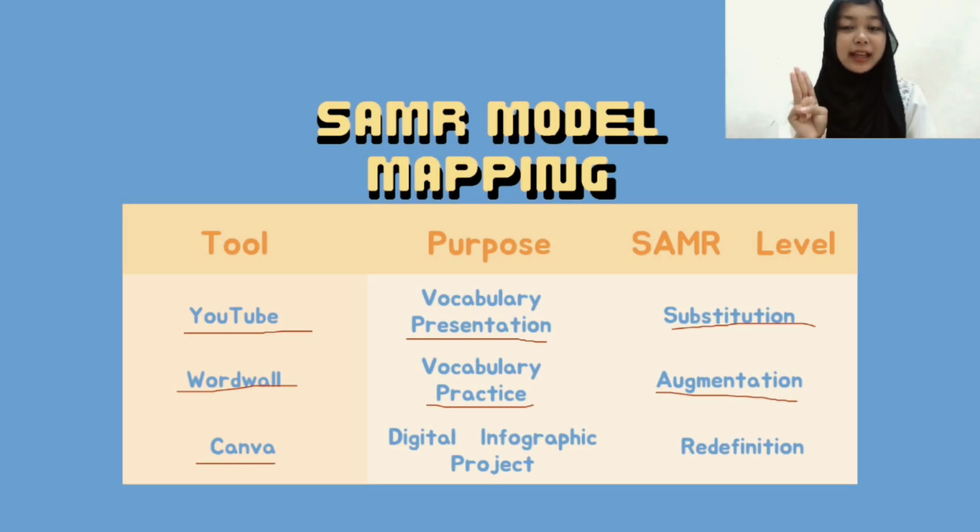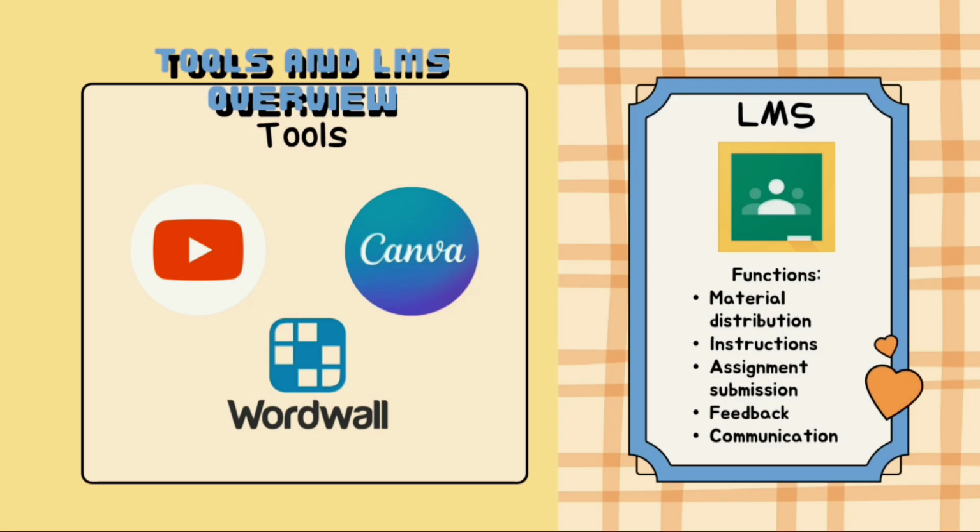And the third tool is Canva. Canva is used for the final project where students create a digital infographic about their daily routines. This activity is categorized as redefinition because students can create and share digital products that would be difficult to accomplish through traditional paper-based activities. In this lesson, several digital tools and learning management systems are utilized.